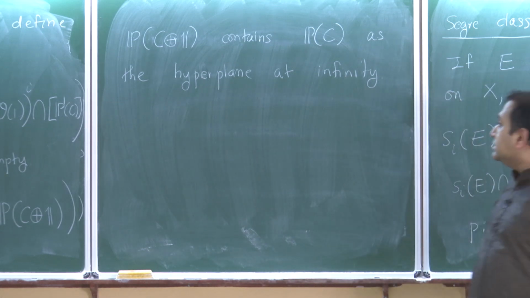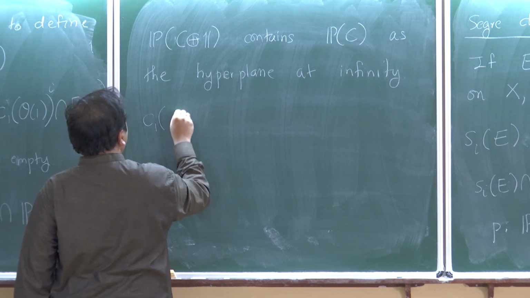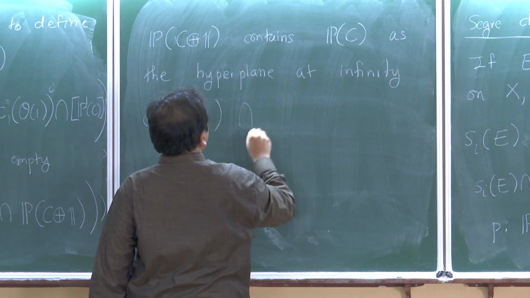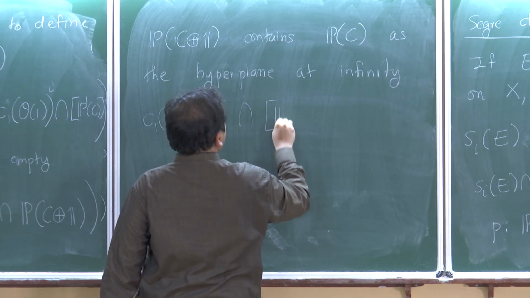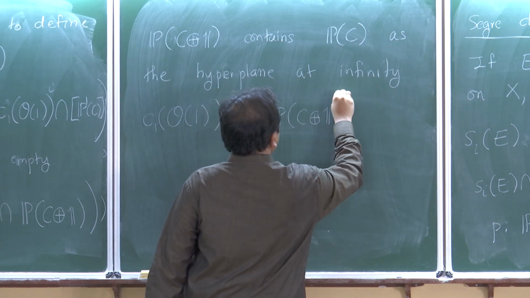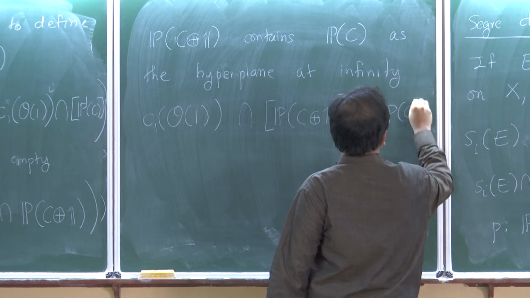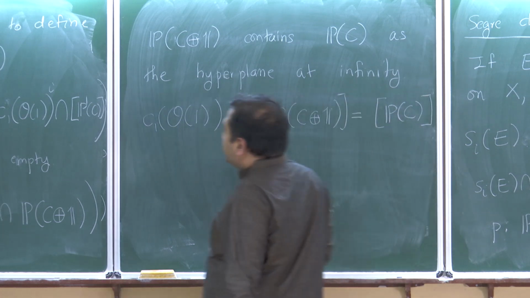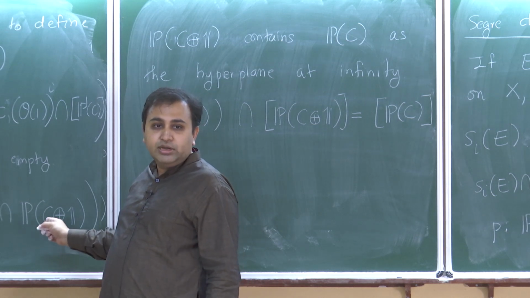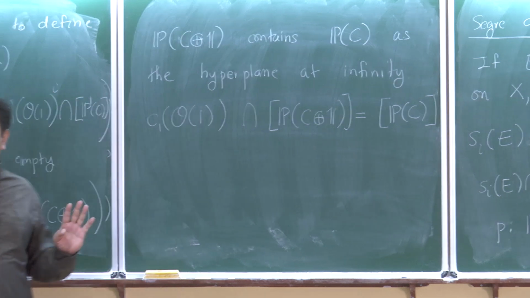Okay, and C1 of O1 capped with PC plus 1. So this is just going to be equal to PC. So whether I write C over here or I write C plus 1, it will just shift the sum, right?